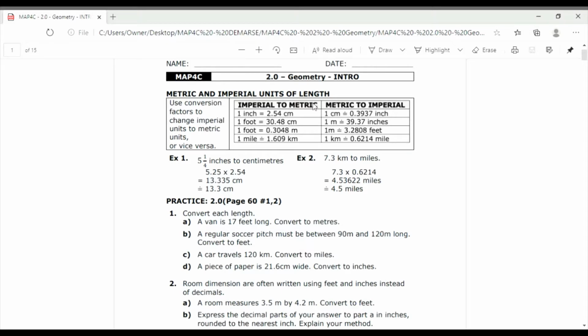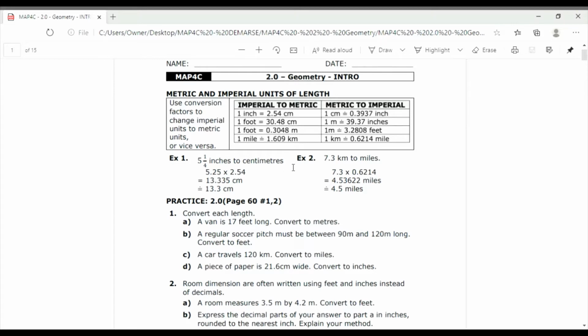And here we have a conversion table. 1 inch, for example, is an imperial length, and that's equal to, in the metric, 2.54 centimeters. A foot is 30.48 centimeters, and so on. Let's use this conversion table to convert two examples. Example 1. Convert 5 1/4 inches into centimeters.